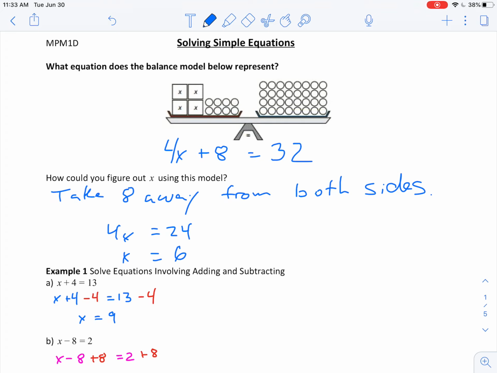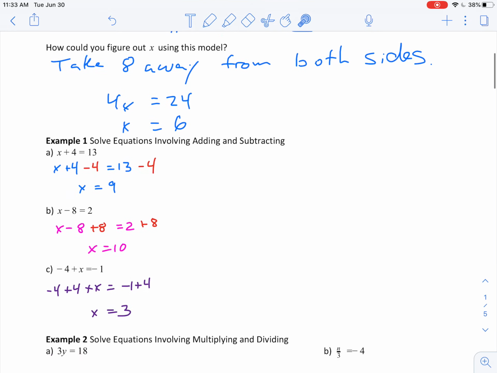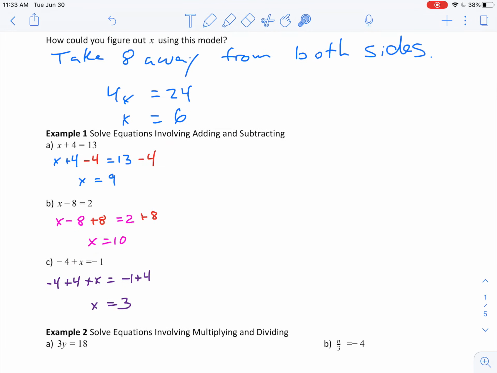So one block of x is the same as saying 6 of those individual 1 units, right? The whole idea is to keep this equation balanced. What we do to one side, we have to do to the other. So, solving equations involving adding and subtracting.